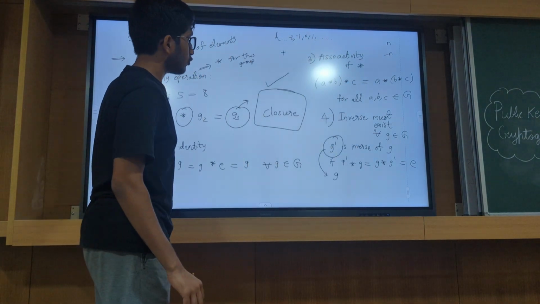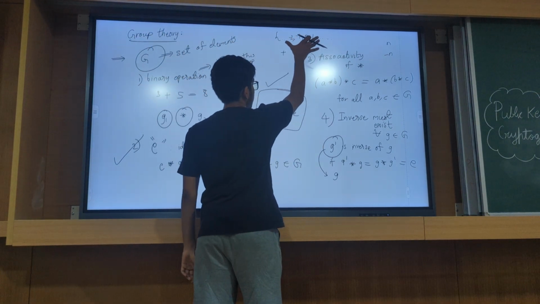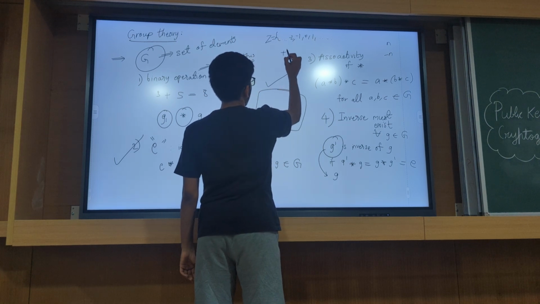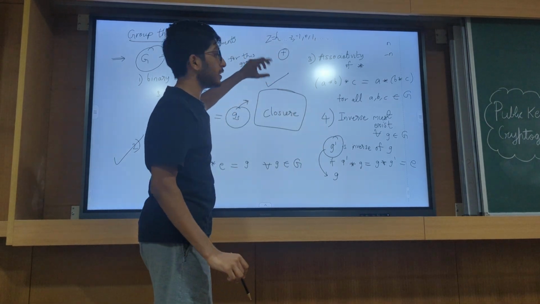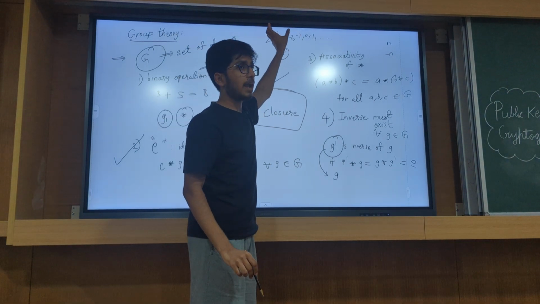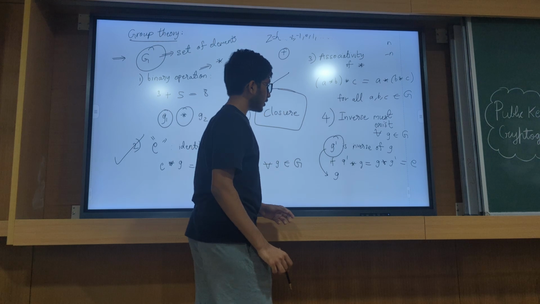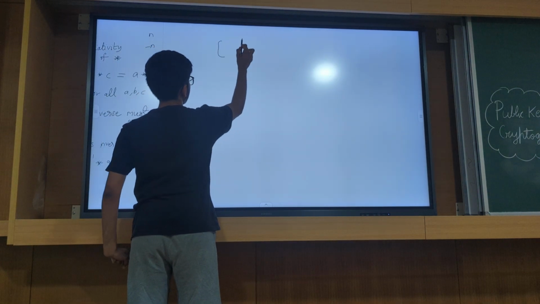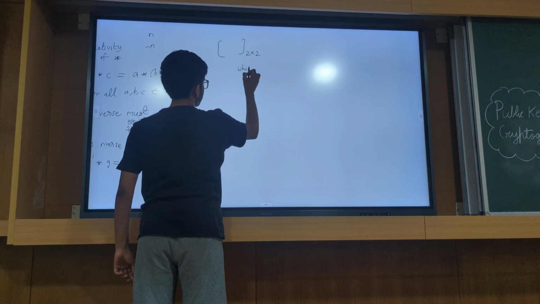So since all these four properties are satisfied, this set of elements, which is Z, under the operation plus, is a group. So when you're defining a group, you need to give a set of elements and a binary operation for that set of elements. One more example can be matrices of 2 by 2 order, which are invertible.